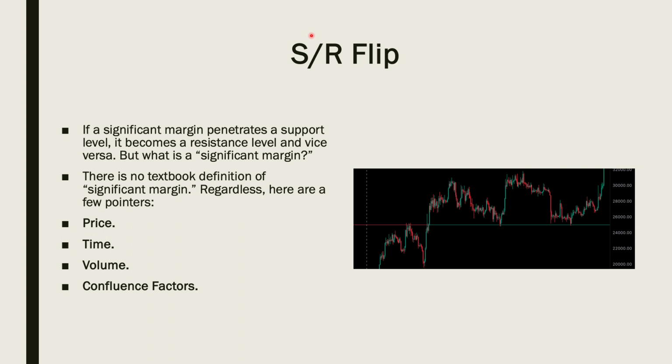The reason for this rule of thumb is psychological, because the further price gets away from a level, the more market participants become convinced that this move is genuine. The second way to validate a flippening is the retest. What happens with the retest?